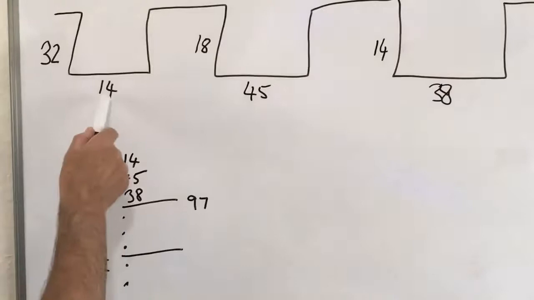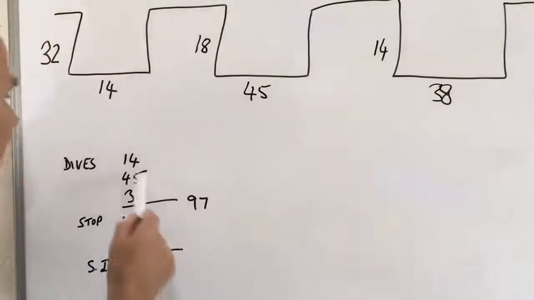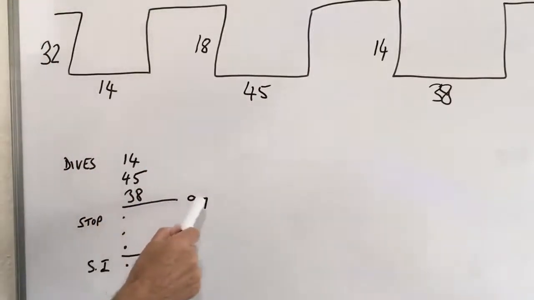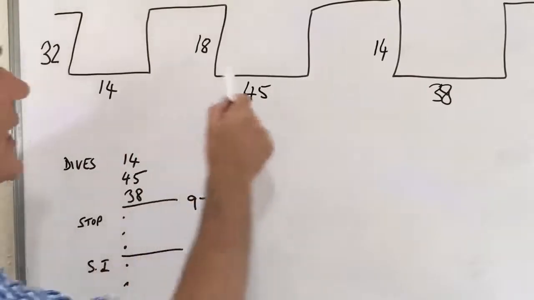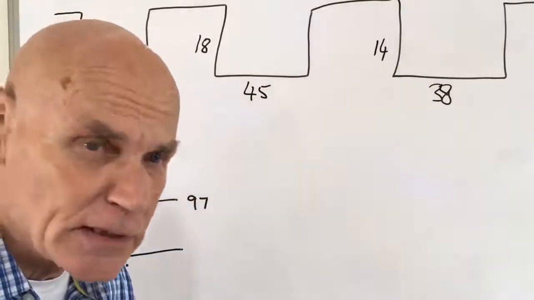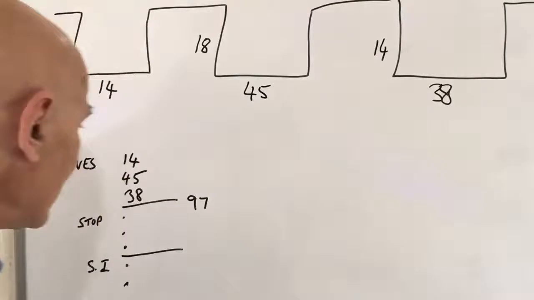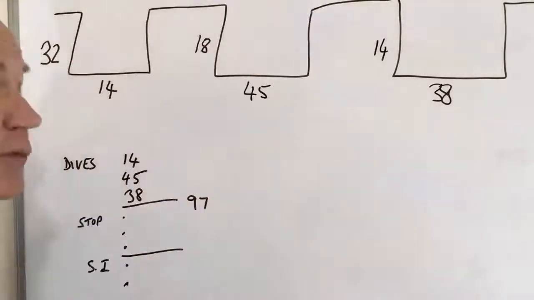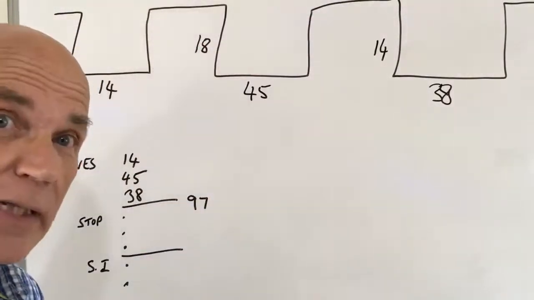The dives we know are 14 minutes, 45 minutes and 38 minutes, so I've added those minutes up, they come to 97. We don't yet know if they need to have safety stops. It's compulsory safety stops they're looking for here, and we don't know what the surface intervals are yet, so we need to calculate those.